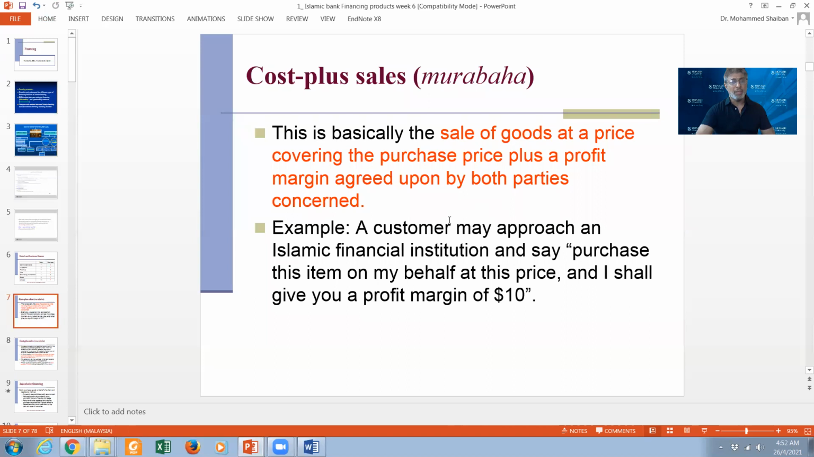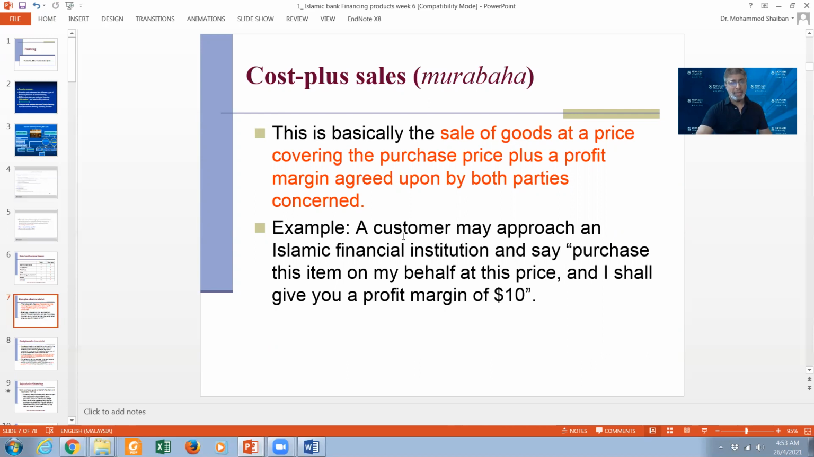You have to agree. So the customer will approach the bank and say, buy this car, or any other car, for 50,000, and I will give you 5,000 profit, and I will pay you the money in 1 year, or 2 years, or 3 years. And you sign a contract, it's over, it's halal.